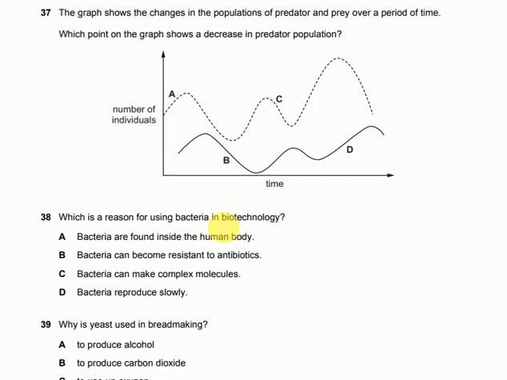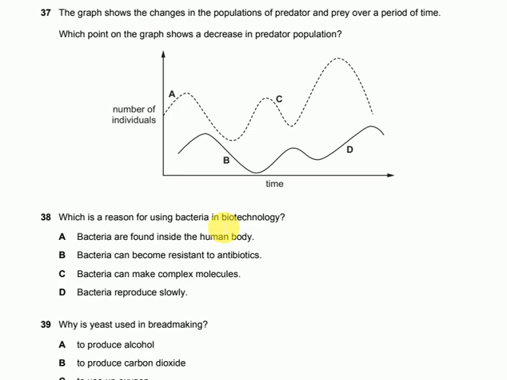37. The graph shows the changes of population of predator and prey over a period of time. Which part of the graph shows the decrease in predator population? It's B, as I explained. The A and C parts of the graph would have the population of the prey, and the B and D would have the population of predator. If the prey population decreases, the predator population also decreases. So the answer would be B.